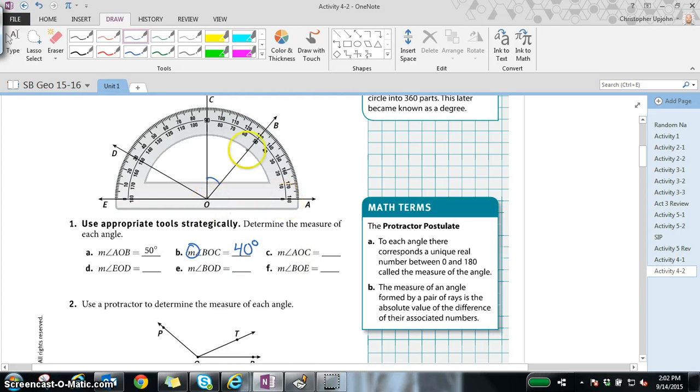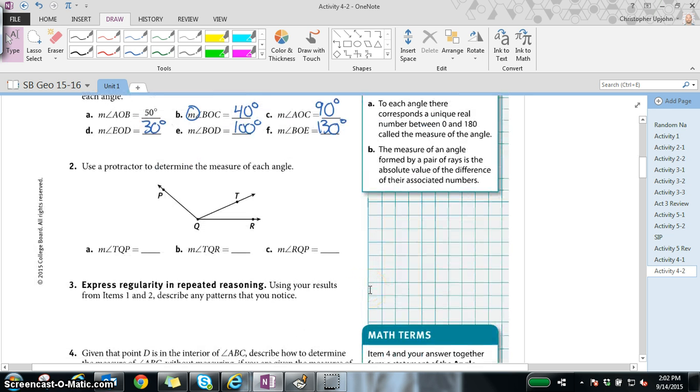AOC, 0 to 90, so 90 degree angle, that's our right angle. EOD, 0 to 30, 30 degrees. BOD, so here to here, so we have 130 minus 30, or 150 minus 50, either way, we get 100 degrees. And angle BOE, again, we've lined up if we're looking at the top set of numbers, so it's 130 degrees. Again, how to use a protractor, we can use a geometer, not that big a deal.